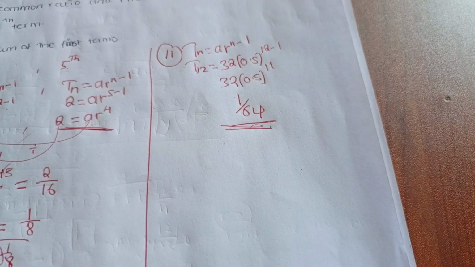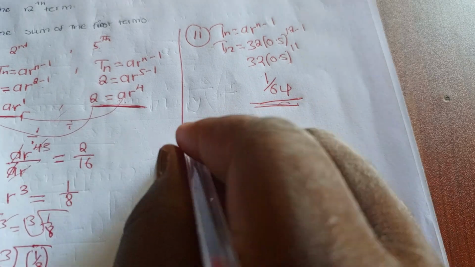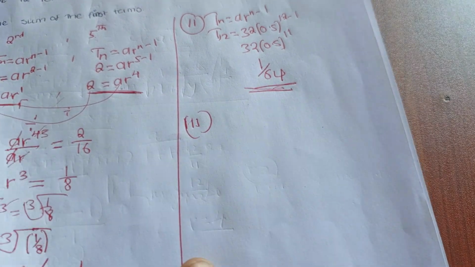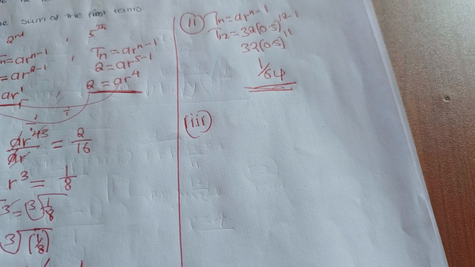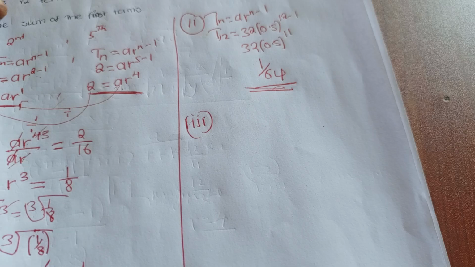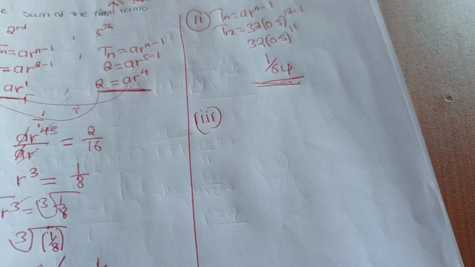Then I go to question number 3, part number 3, which says the sum of the first... So there's a mistake here. It's supposed to be the sum of the first, maybe let's say, the first 5 terms. Yeah, the sum of the first 5 terms.